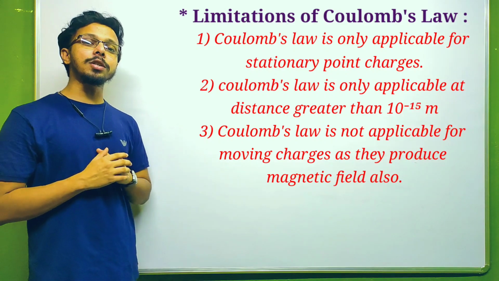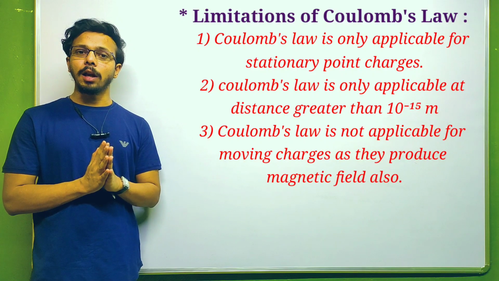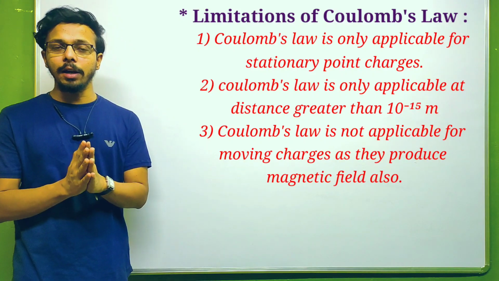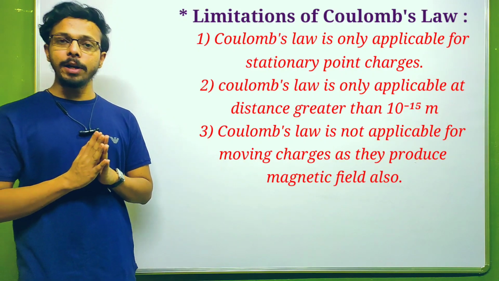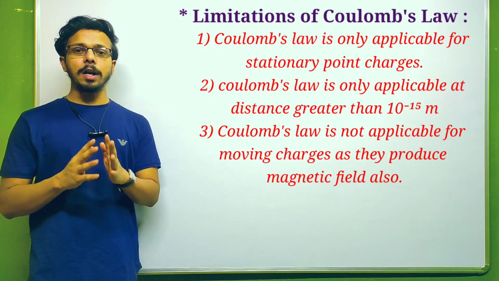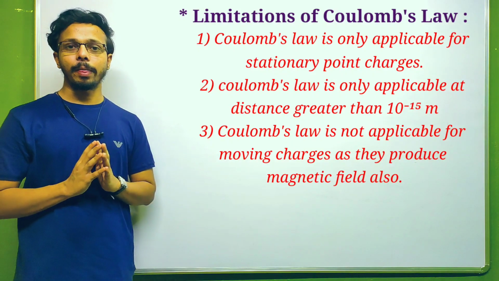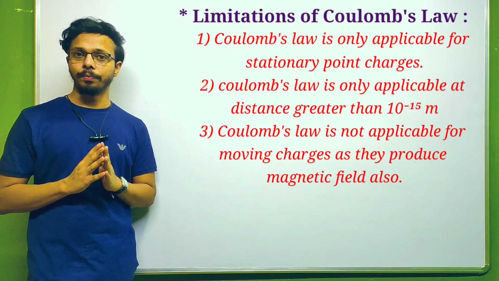The second limitation of Coulomb's law is that it is only applicable at distances greater than 10 to the power minus 15 meter, as this is the dimension of an atom. So Coulomb's law is only applicable for distances greater than this. This is the second limitation.